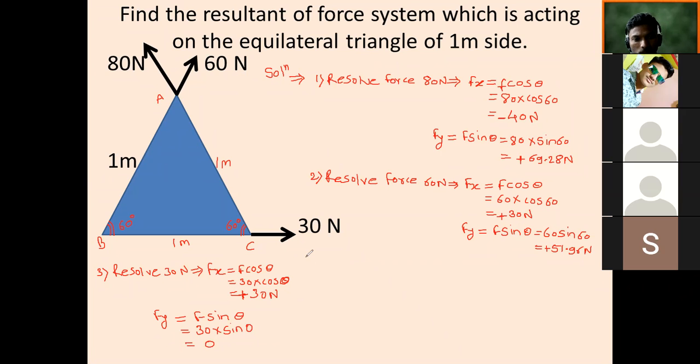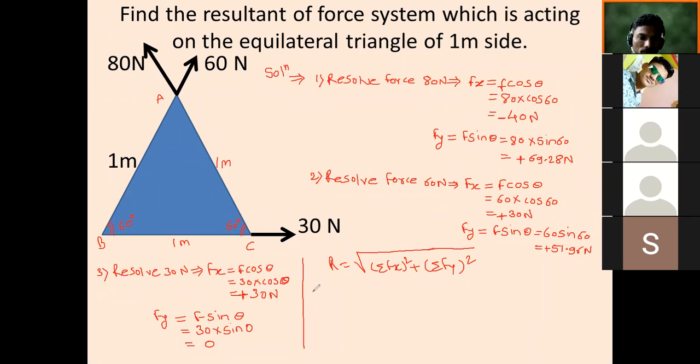So in step number 1, we have resolved all three forces into their x and y components. Now what is the formula to find out the resultant? We know R is equal to the square root of summation Fx squared plus summation Fy squared. This formula is there.